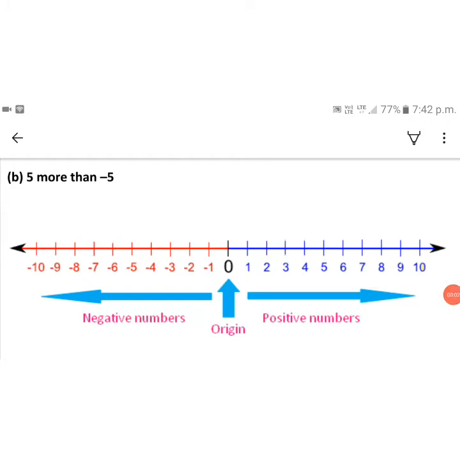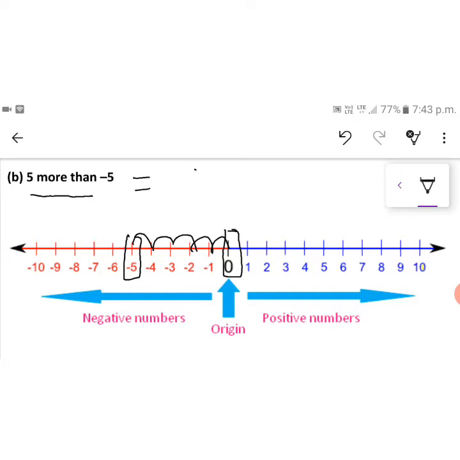B part, 5 more than minus 5. On the number line, we will move 5 steps to the right from minus 5. First we mark minus 5 and move 5 steps to the right. 1, 2, 3, 4, 5. We reach 0. So 5 more than minus 5 is 0.